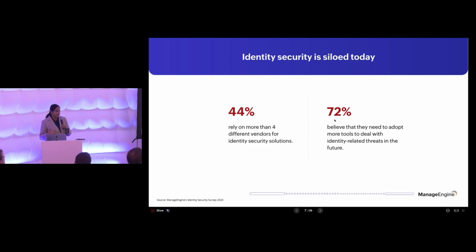And when you delve into this more, identity security as such is a very siloed process today. So you have IAM, you have PAM, you have CIM, but these are very loose-ended today. So they're not tightly knit. And this is why 44% of decision makers believe that they'll have to rely on more than 4 vendors for their simple identity needs. So you might have a vendor for IGA, you might have a vendor for CIM, you might have a vendor for SIM. But many of these CIOs also believe that they need to have a single vendor strategy for their identity security stack, right?